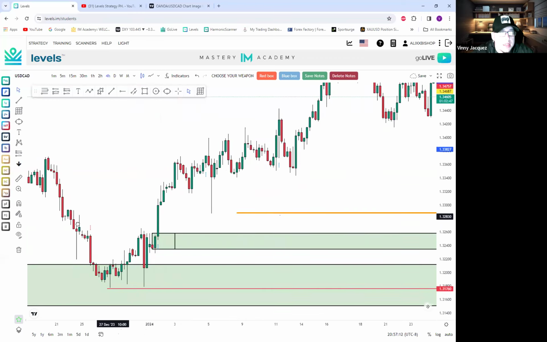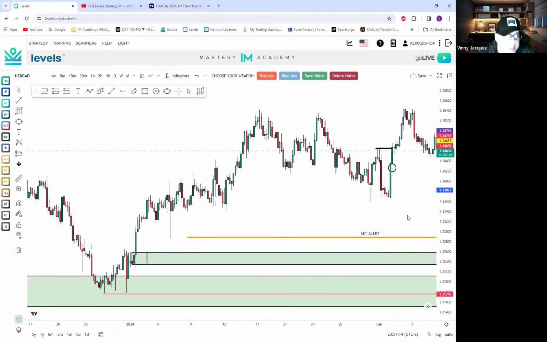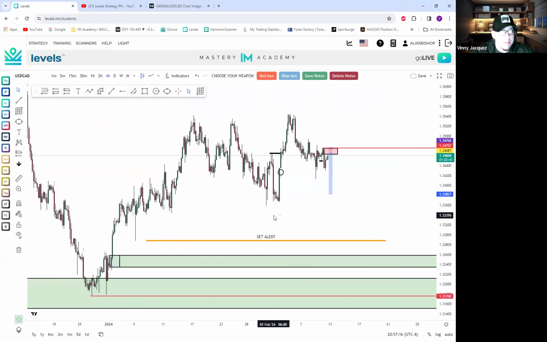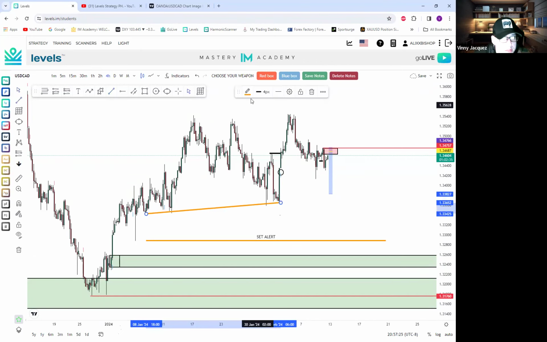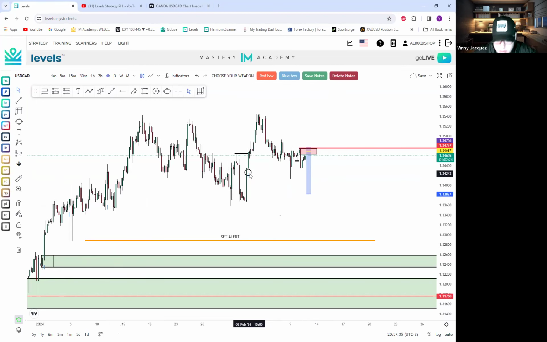So yeah, I'm looking at some buy opportunities here. Now again, may take a minute. And I kind of like this the way it's looking, just because of this right here. Some liquidity right here. I wouldn't mind this being taken out. I really wouldn't. But again, yeah, this is something that I'm looking at.